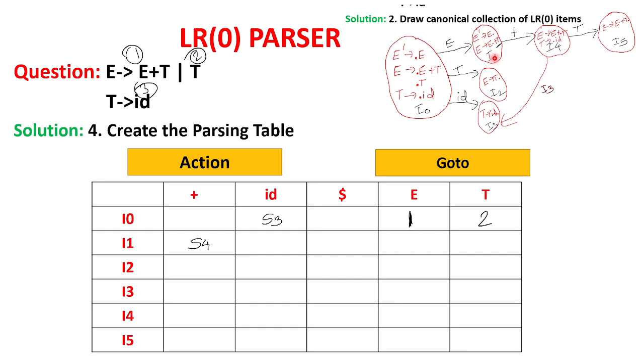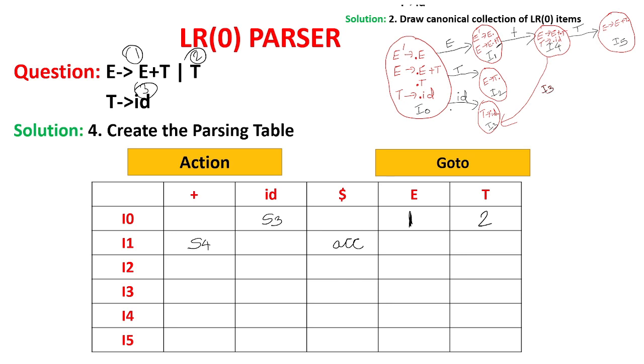Now I1 on plus is going to I4, but it is also accepting one of the productions. It is not going anywhere when E dash goes to E dot. This augmented grammar was the first production in the grammar. I've augmented the grammar and put E dash produces E dot. So this was the first production in our augmented grammar. Now after the dot nothing is there, so we didn't visit anything further. So I1 on dollar, dollar means end of the grammar. After the dot nothing is there. So I1 on dollar is accept, it is accepting the augmented grammar.